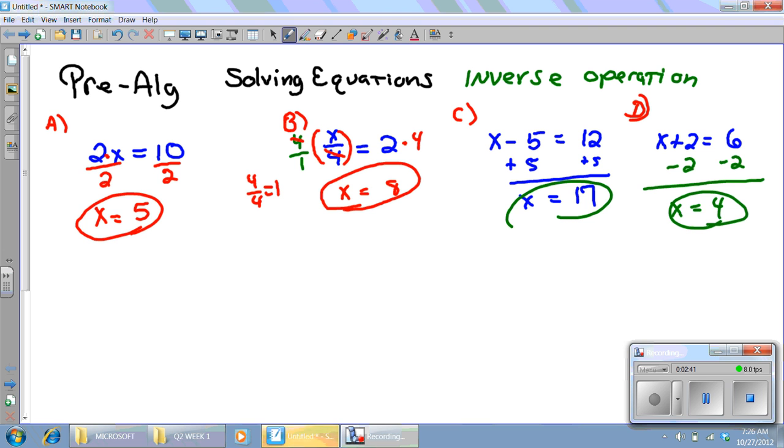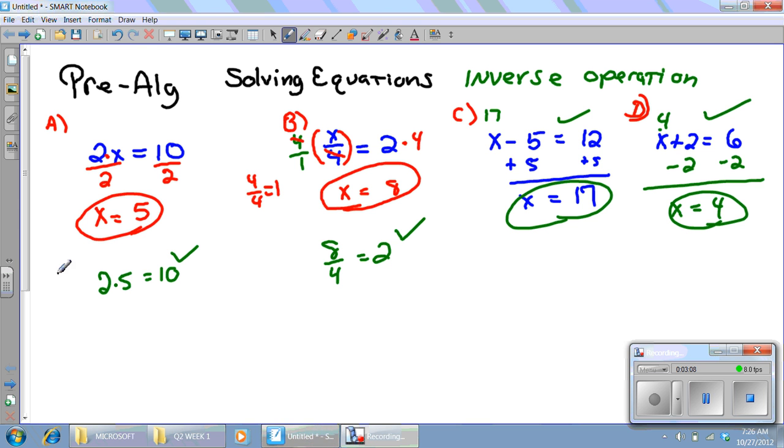Now, the smart person will check their work. They'll put the 4 in for x, and see that 4 plus 2 does equal 6. It checks. They got the right answer. I'll put the 17 in for x on problem C. 17 minus 5, yep, that's 12. They'll put the 8 in for x. Get 8 over 4. What's 8 divided by 4? Well, my gosh, it's 2. And then on this one, they'll do 2 times 5, and they'll get 10, and they know it checks.